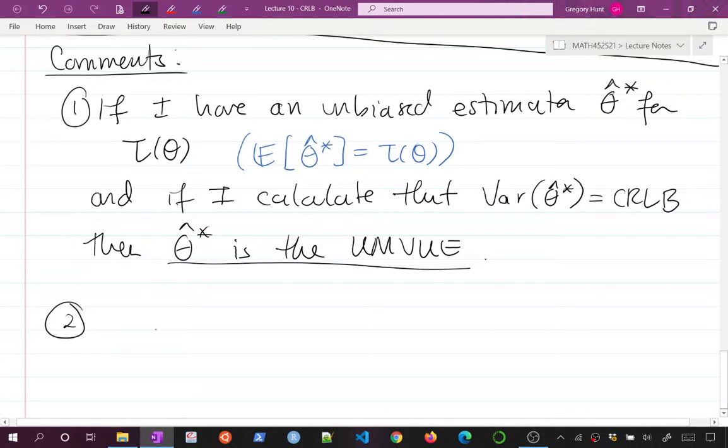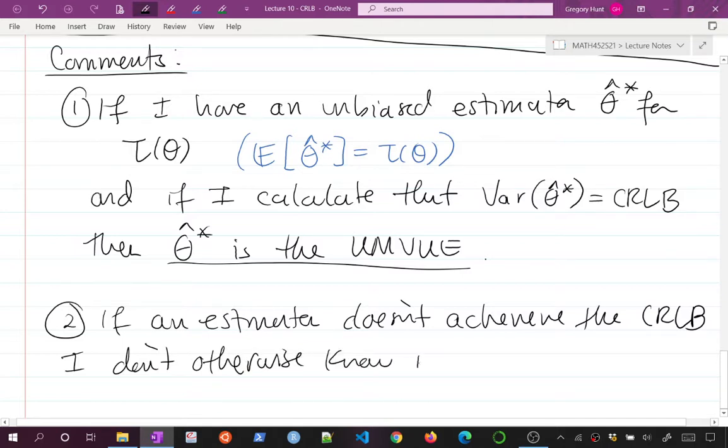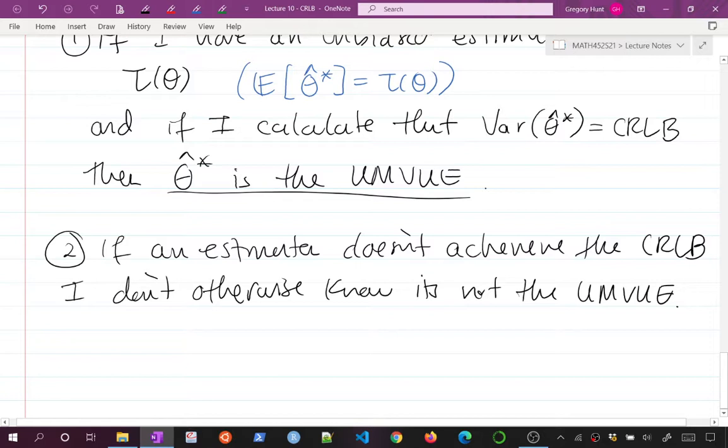The second point here is that if an estimator doesn't achieve the Cramer-Rao lower bound, I don't otherwise know it's not the UMVUE. So let me address that. You might say, well, didn't we just say it's the UMVUE? So if I can prove an estimator achieves it, it definitely is.